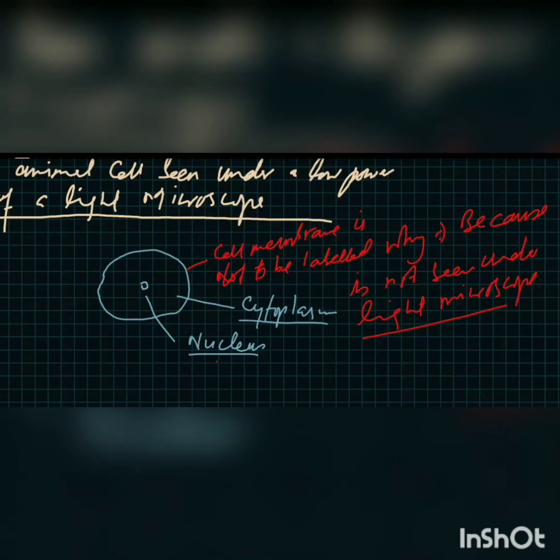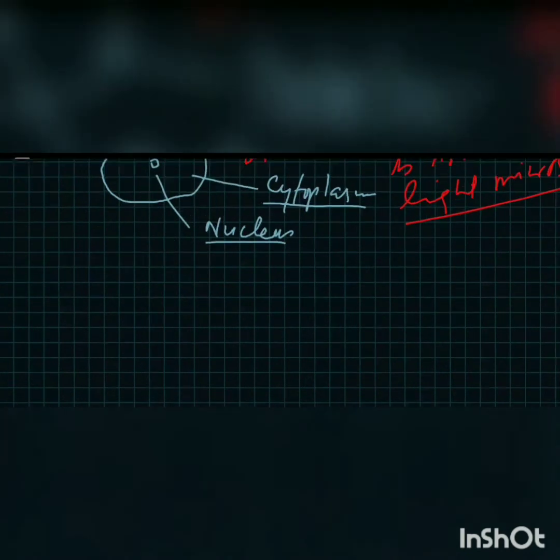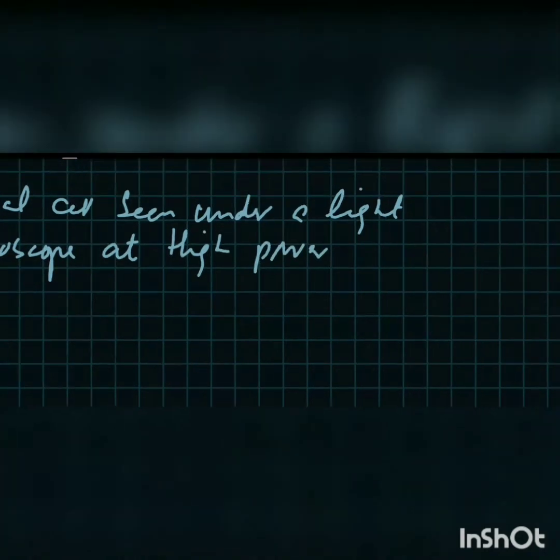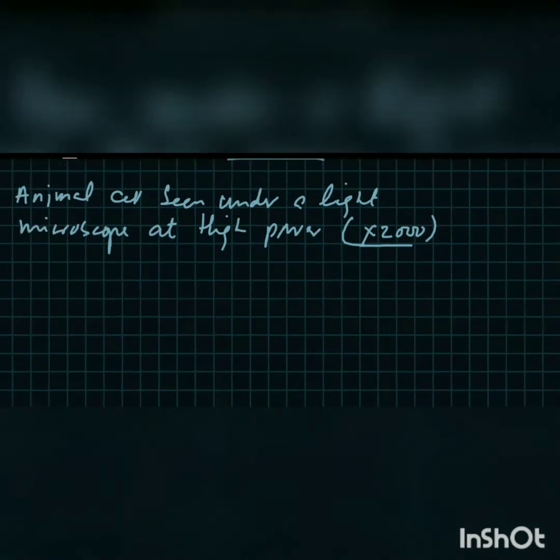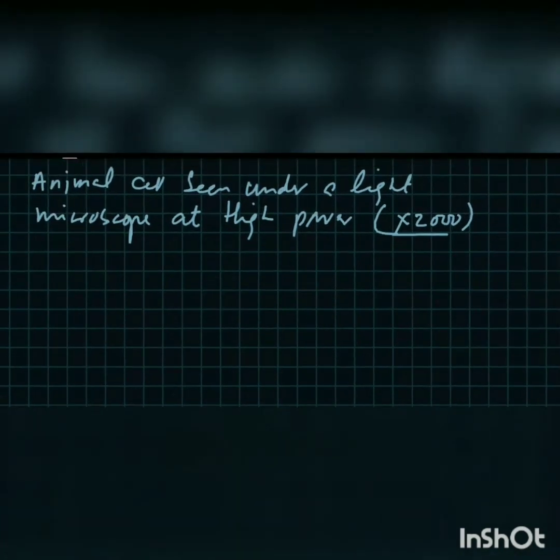If you look at the same animal cell seen under a light microscope at high power. What does high power mean here? It is X2000 times, that is, the highest power, which is not achievable in the school microscope. Therefore, all these structures will not be visible to us in the school microscope.